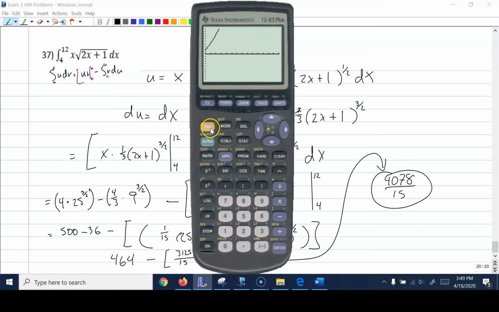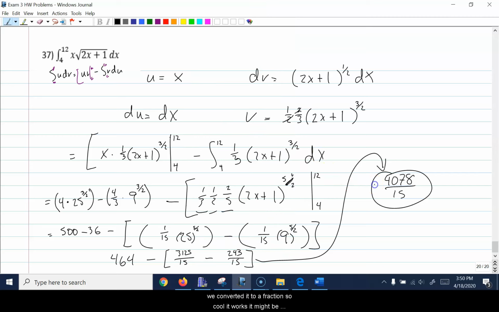Now, calculate the integral from 4 to 12. I got 271.86. 271.86 is also the answer we got here before we converted it to a fraction. So cool, it worked. It might be worth doing the substitution u equals 2x plus 1. Can clean this up. Actually, I think you can do it completely without parts if you do it with that instead. That's another option. Yeah, substitution, or definite integrals with parts.